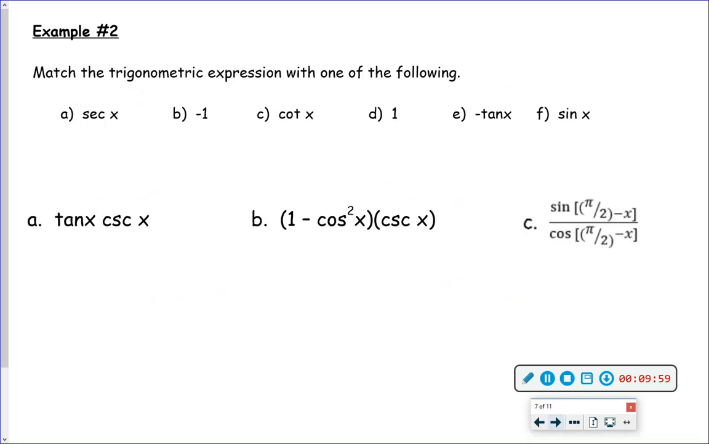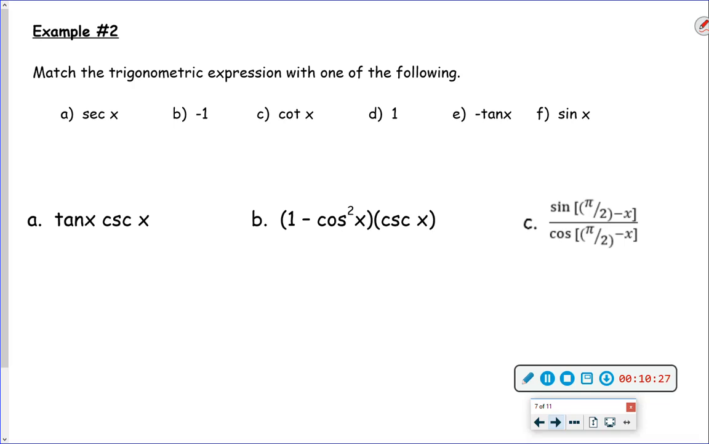Okay, match the trigonometric expression with one of the following. So using your identities, definitely need your sheet out, of course. This is similar to the warm-up section that we started on. So tangent times cosecant. Now there's a couple different identities on your sheet for tangent. 1 over cotan, sine over cosine. Does it matter which one we use? It kind of does. Now, if you're not sure and you're a little stuck, remember the pro tip, always try to rewrite everything in sine and cosine.